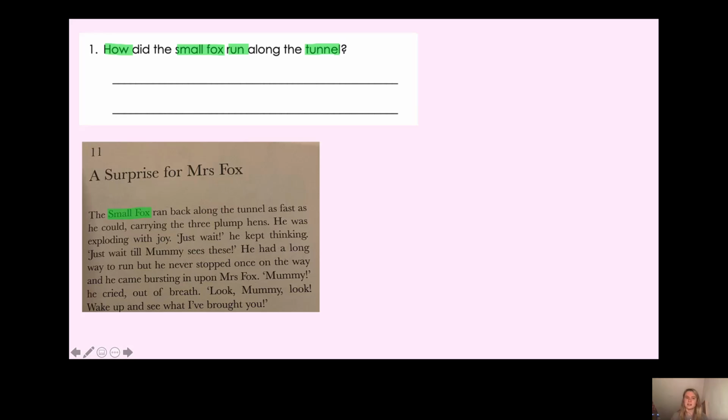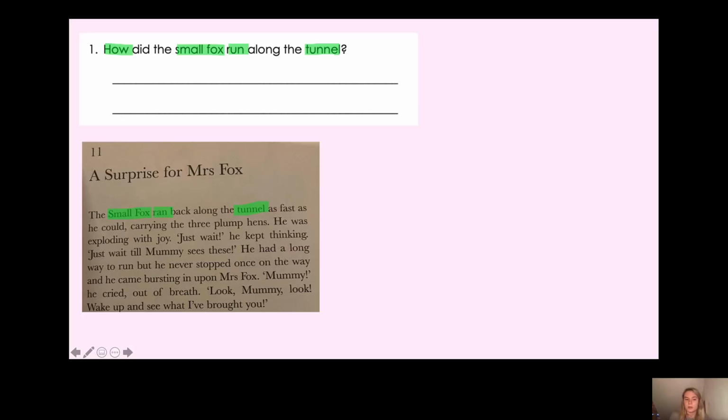So we can highlight it in the text because this is probably where we're going to be looking, isn't it? Now the small fox. Now our next keyword was run. Oh, look, the small fox ran. So there we go. We found two of our keywords already in the text along the tunnel. And then in the text, it says the small fox ran back along the tunnel. There we go. We've got our next keyword. So all of the keywords that we've highlighted, except for the question word in our question, we have found in the text and we've been able to highlight them. And that will mean that our information for our retrieval question will be in this part of the text, there's our three keywords there.